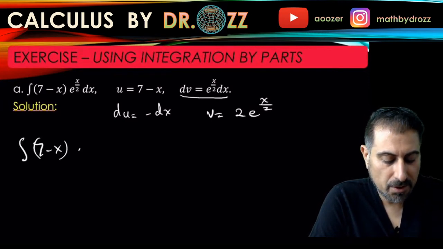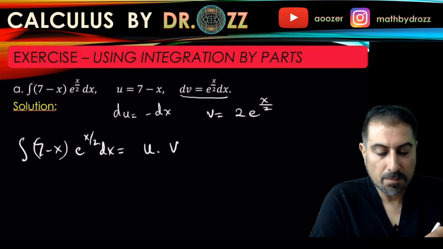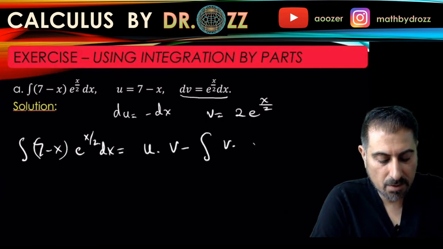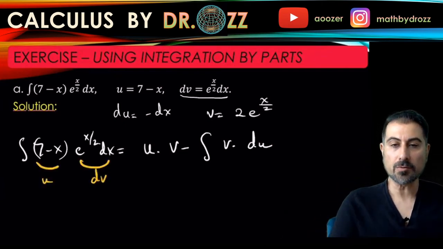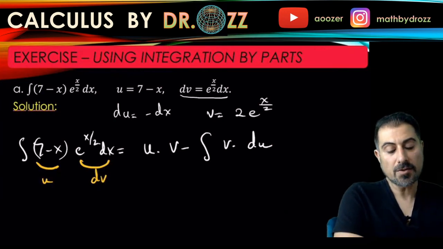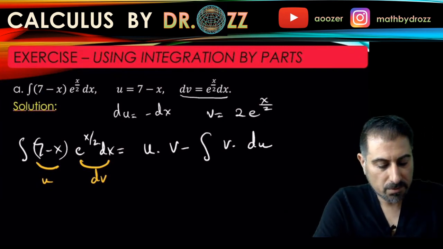Okay, so let's use the formula, but before doing that, let me just copy this integral here. I'm going to use uv minus the integral of v du, because this is u, and this is dv in the integration by parts formula. Okay, so the integral of u dv equals uv minus the integral of v du. As you see, at the end I should take care of one more integral to be integrated.